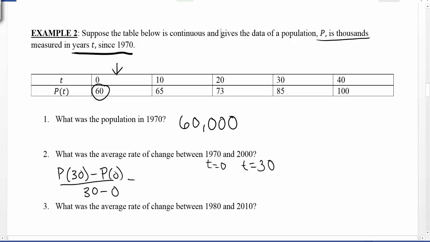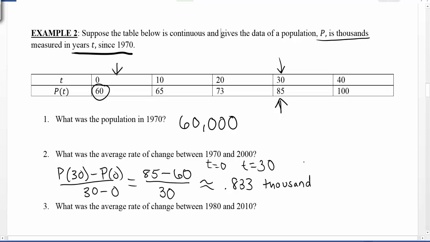So we're going to take these and we're going to find the dependent value at 30. So the independent value of 30 gives us a dependent value of 85. The independent value of 0 gives us a dependent or y value of 60, all divided by 30 minus 0, which is 30. So now, if we crunch that number, we are going to approximate this. This is going to be 0.833 thousand.